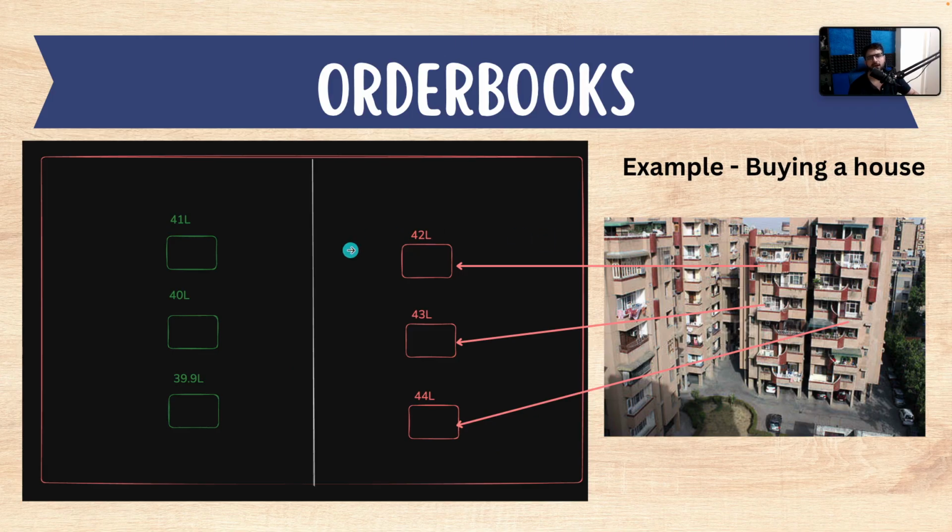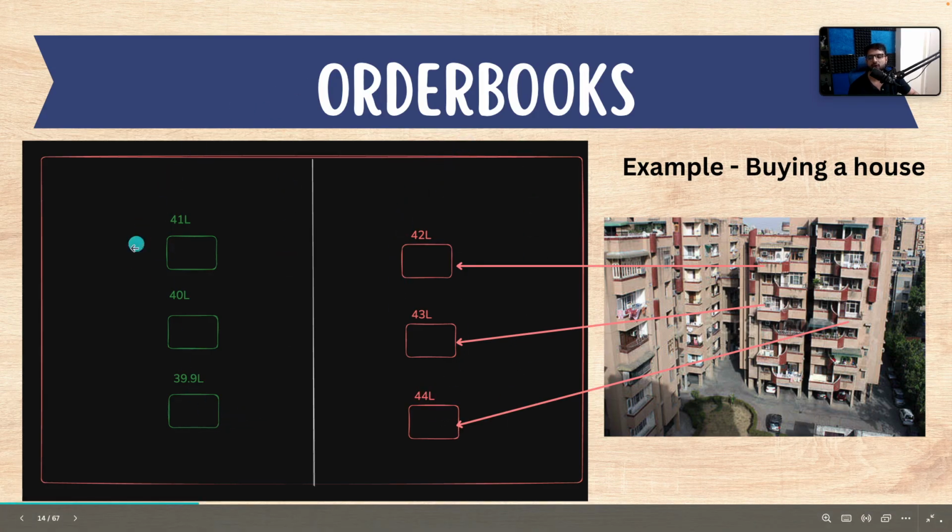Just like you buy or sell a house. You go to a broker, the broker has a book of orders, who are willing to sell for how much, who are willing to buy for how much.